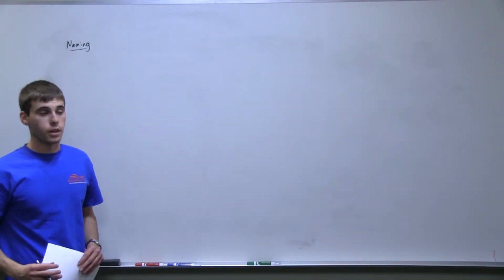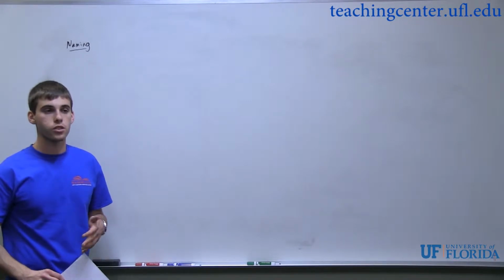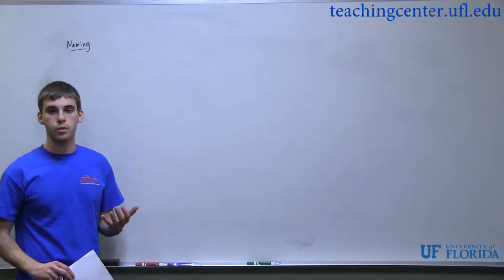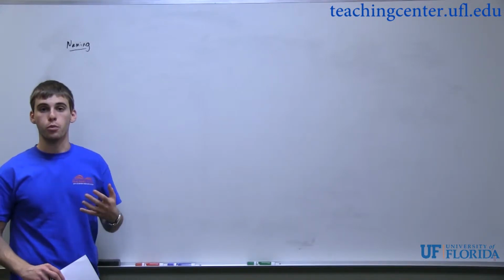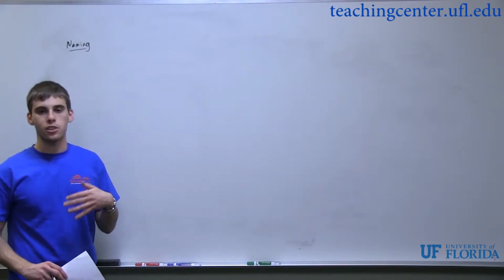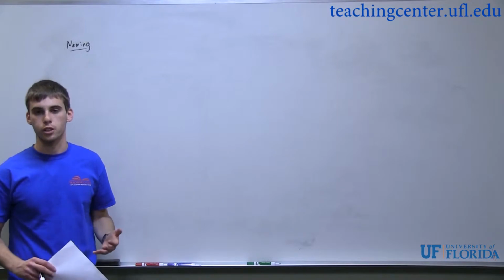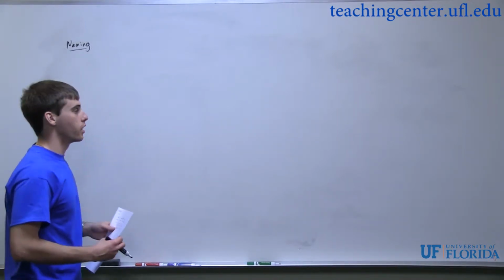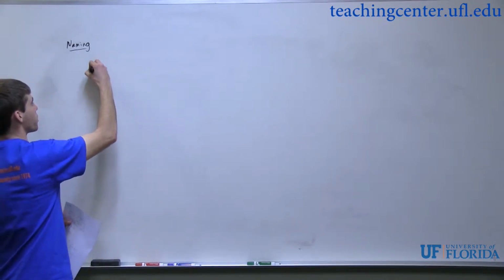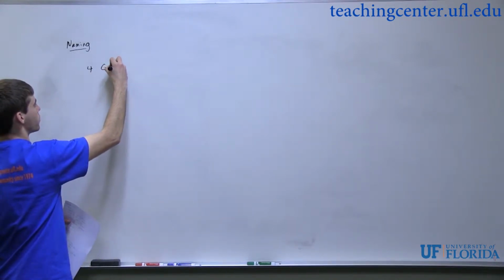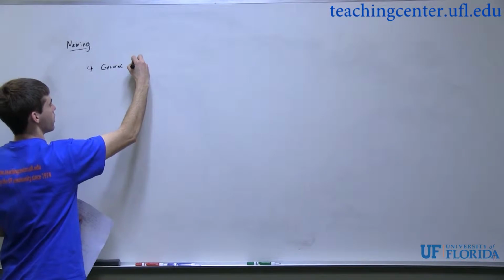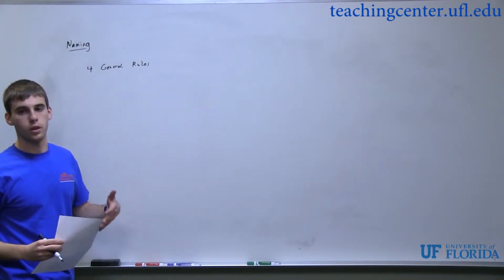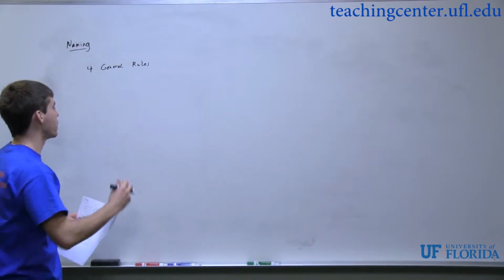Alright, so let's talk about naming. Naming has a lot of rules and a lot of exceptions, but what I'm going to try to do in this video is give you some of the basic rules for naming, and then as you progress through the course and learn about different functional groups, you can expand on these basic rules. There are 4 general rules, and these will act as the skeleton as you keep going forward to new chapters and learning more.